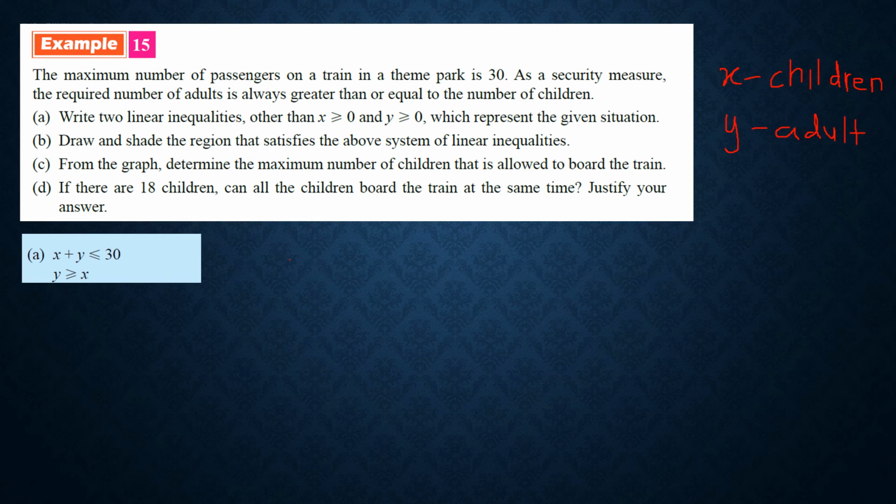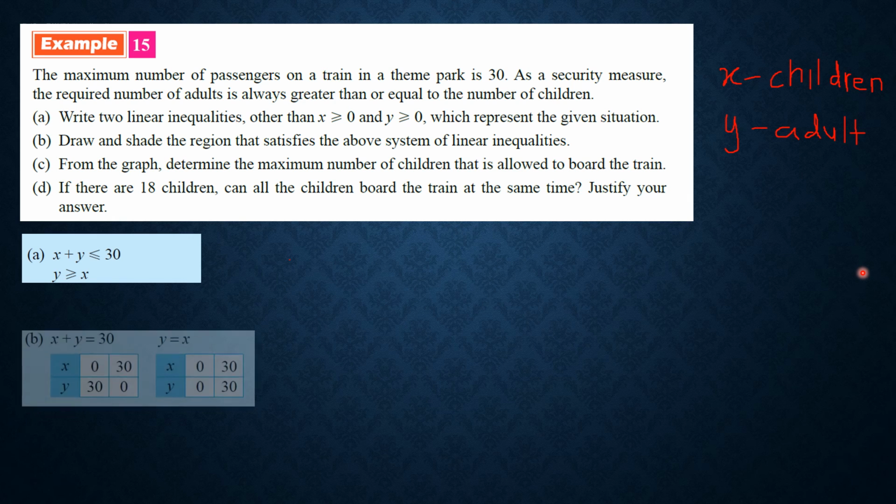So here X plus Y less than or equal to 30. Why? Because the maximum number of passengers on a train in a theme park is 30. That means when you add both children and adults, the maximum should be 30. It cannot go beyond that. That's why X plus Y is less than or equal to 30. Next, as a security measure, the required number of adults is always greater. That means adults should be greater than or equal to the number of children. So Y should be greater than or equal to X. These are the two inequalities.